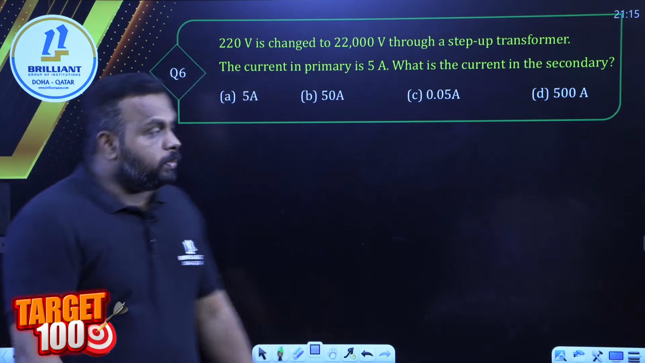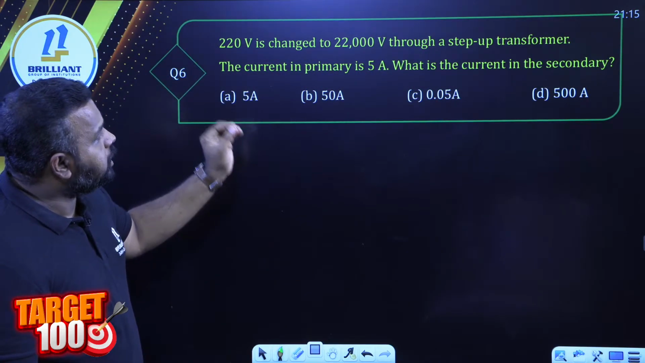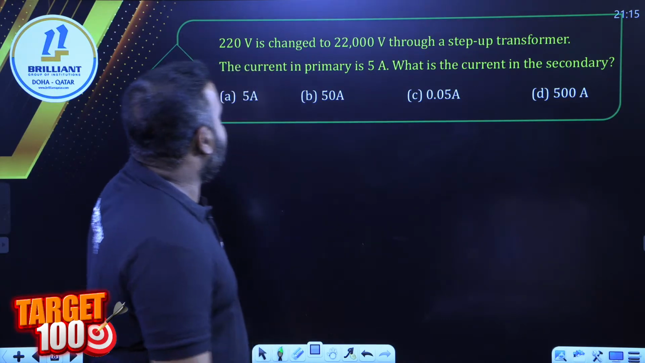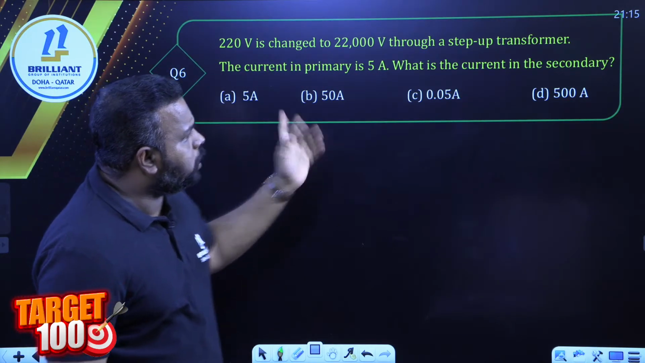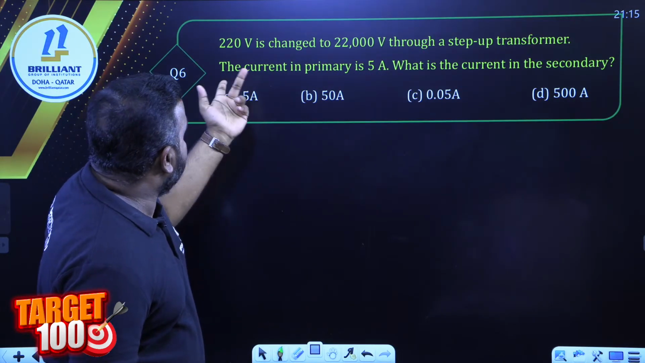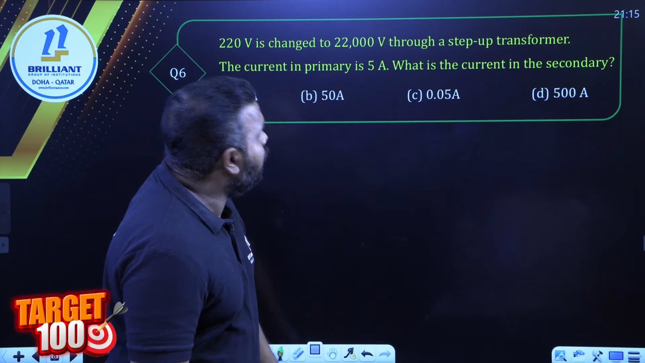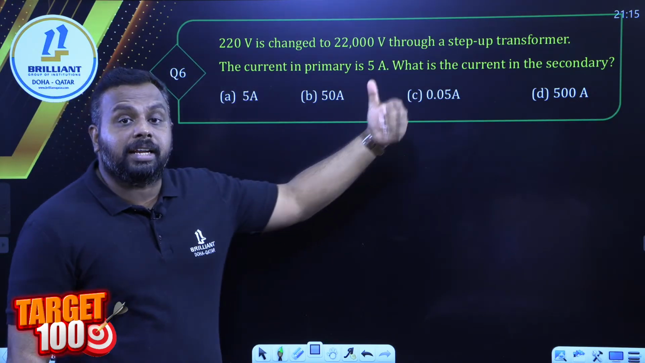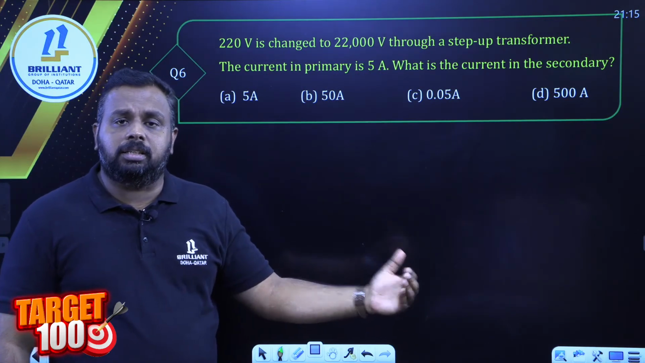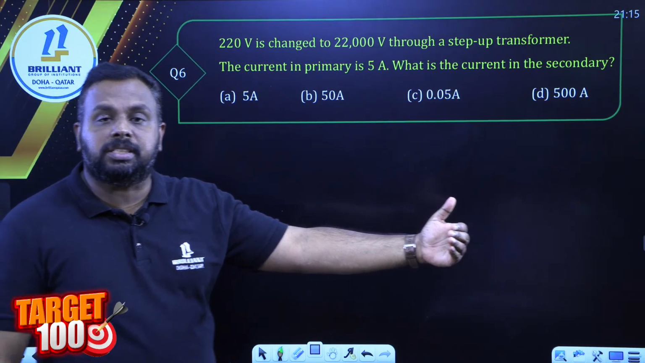Again a transformer question. Be ready. 220 volt is changed to 22,000 volt through a step-up transformer. The current in primary is 5 ampere. What is the current in secondary? Here the input voltage and output voltage are given. You have to find the output secondary current. In this question also, you can take that there is no power loss. That means efficiency is 100%.